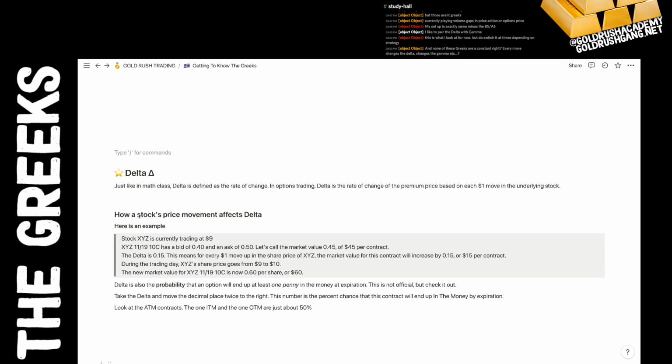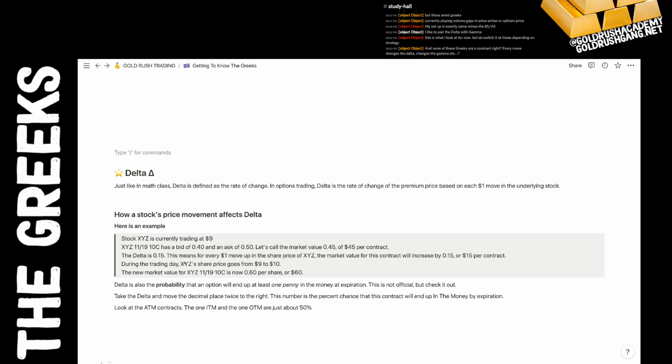So this is how a stock's price movement affects delta. Here's an example. XYZ is currently trading at $9. The XYZ November 19th 10 call, which is $1 out, has a bid of 40 cents and an ask of 50 cents. So the market value will be right in between the bid and the ask, and it'll be $45 per contract. The delta is 15 cents. That means that for every $1 move up in the share price of XYZ, the market value for this contract will increase by 15 cents, or $15 per contract.